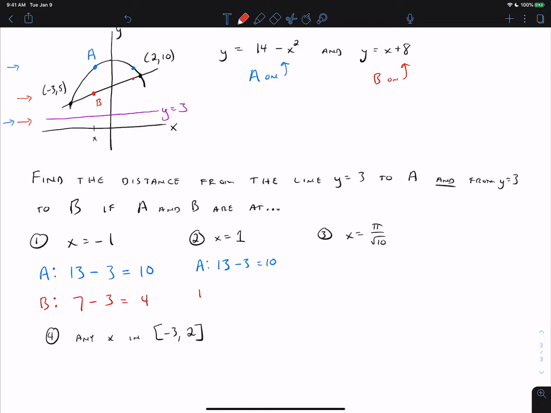For point B, the top y is the y value on the slanted line. The top y is 9 because we plug 1 into its equation. The bottom y is 3, and so we get 6.